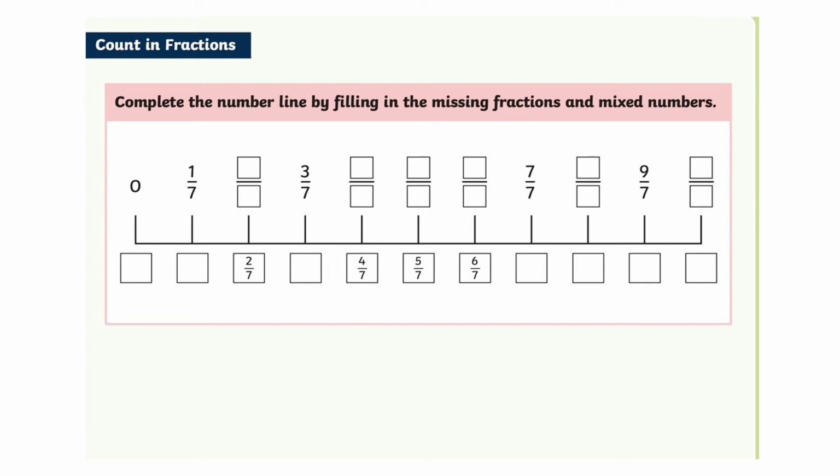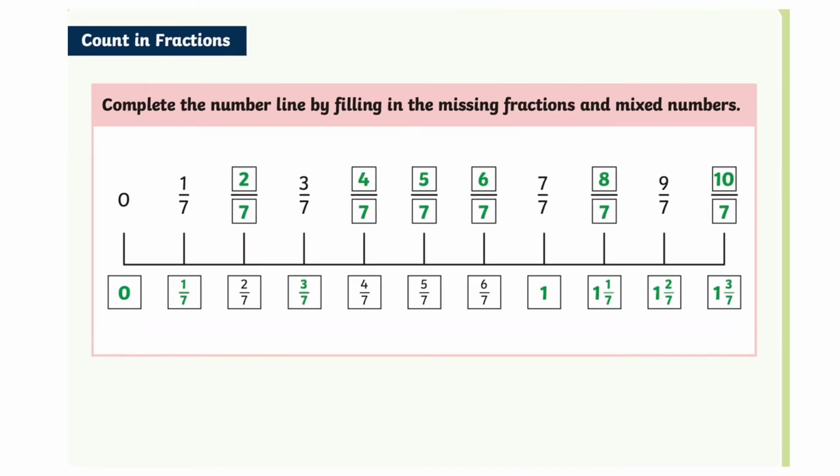Then you've got 1 and 1 seventh. What about the next 2 missing numbers? So we've got 0, 1 seventh, 2 sevenths, 3 sevenths, 4 sevenths, 5 sevenths, 6 sevenths, 1, 1 and 1 seventh. What's the next 2 numbers, fractions? See if you can write those down. Pause the video now.